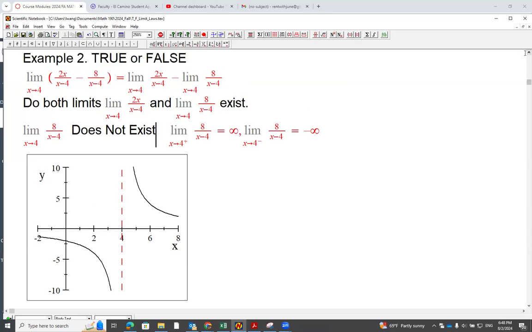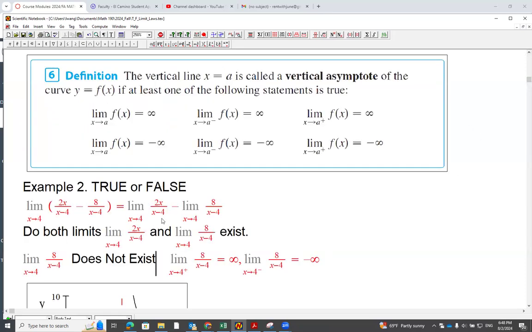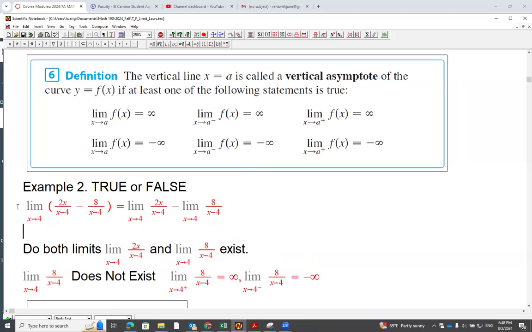If this does not exist, and when we apply the limit law both individual limits must exist, therefore this is false. If one of them does not exist, that violates the requirement for applying the limit law, and therefore this identity is false. The reason is that one of the limits does not exist.